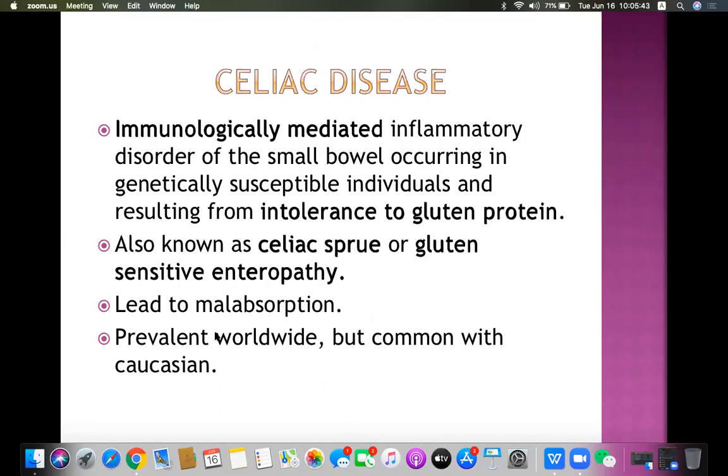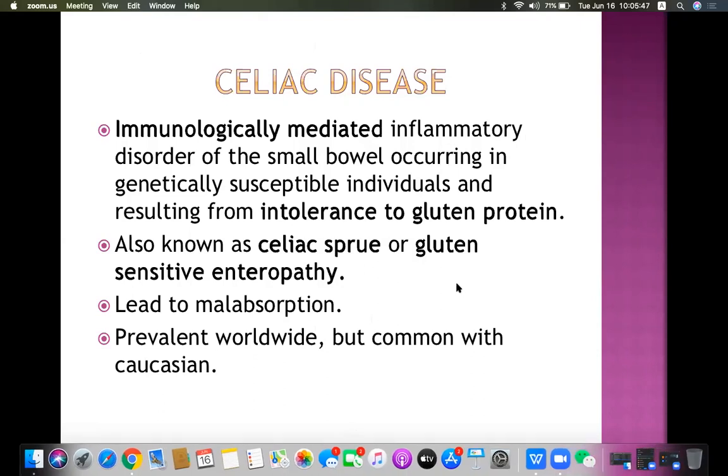Now it leads to a severe type of malabsorption. This disease is prevalent worldwide, but quite common in the Caucasian population. This is a common disease worldwide. It is also known as celiac sprue.